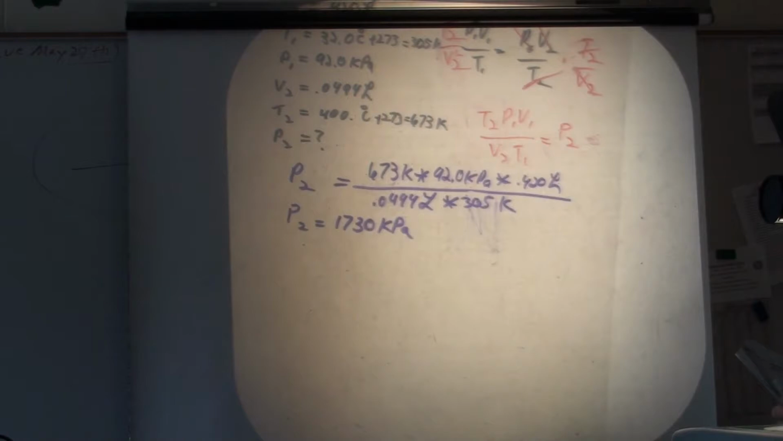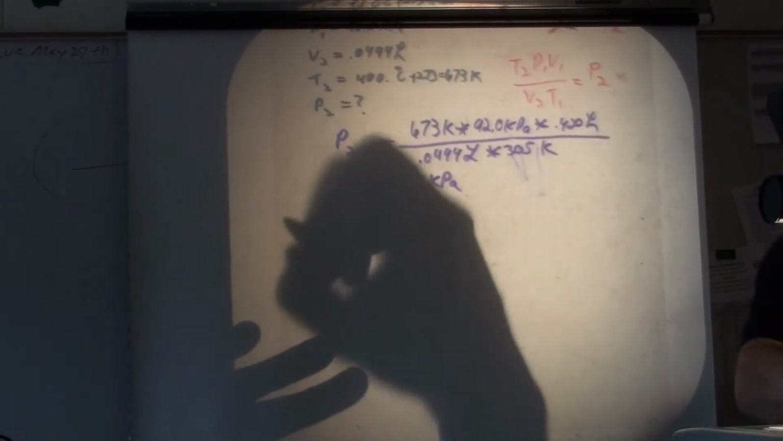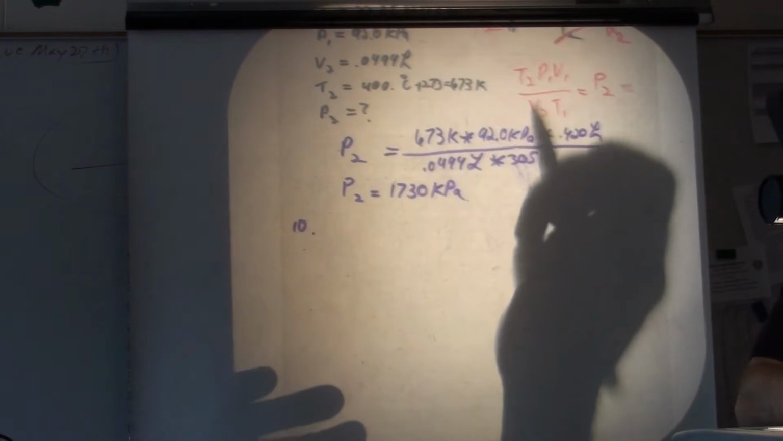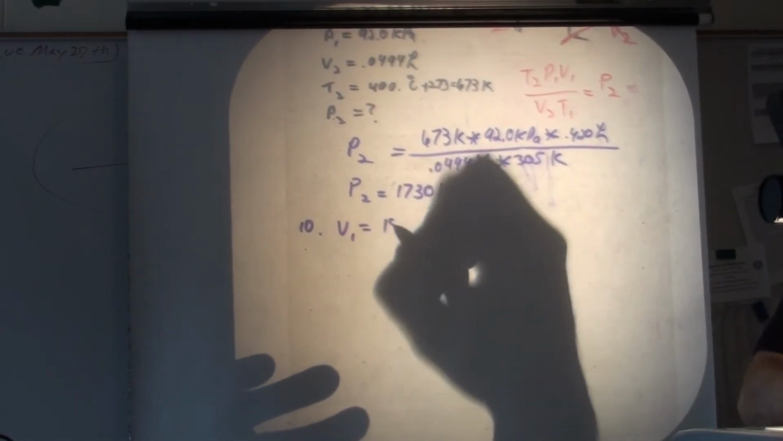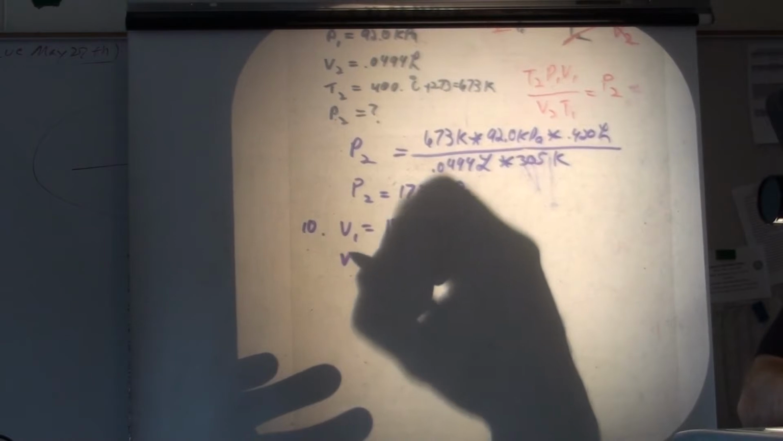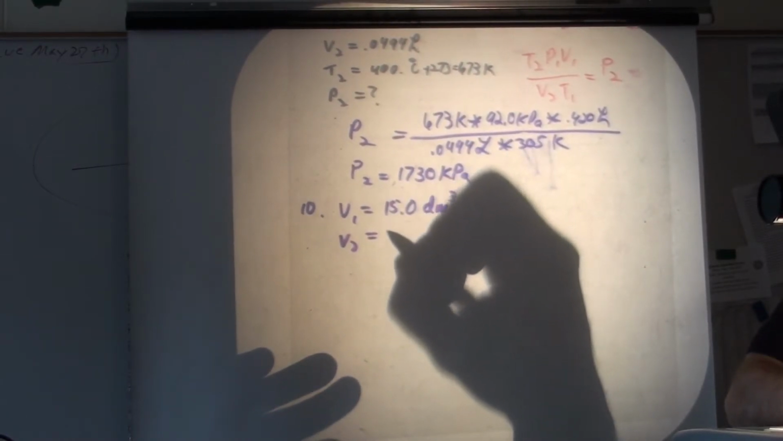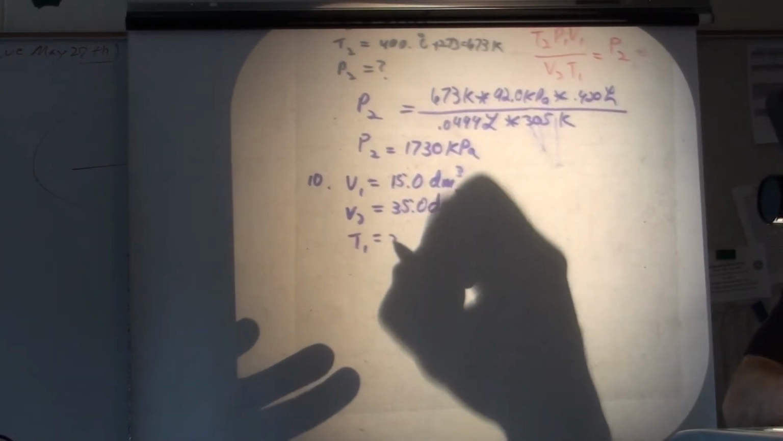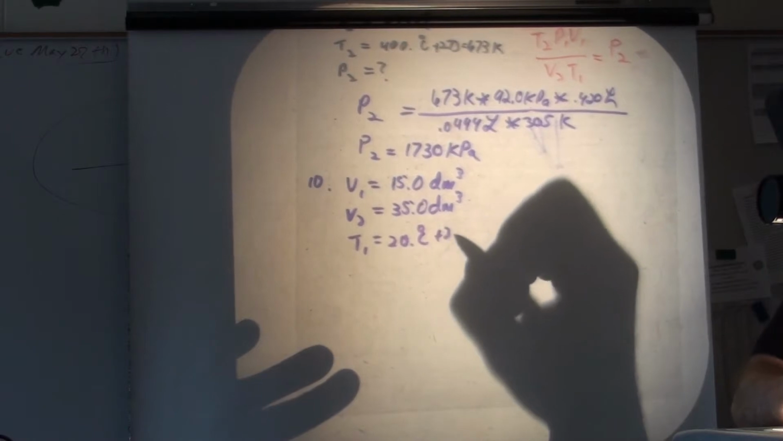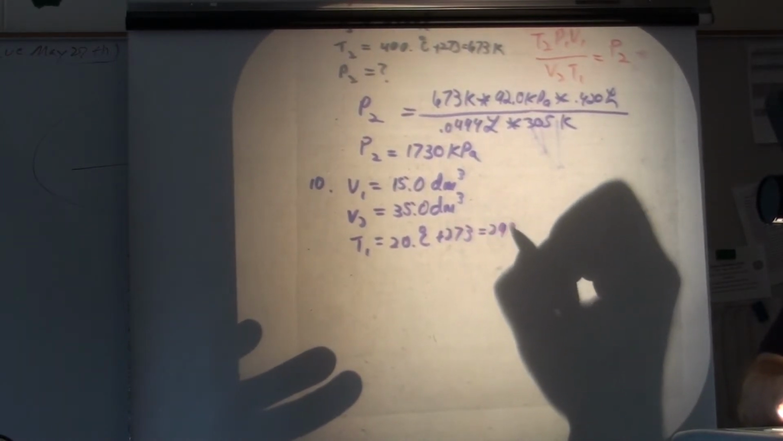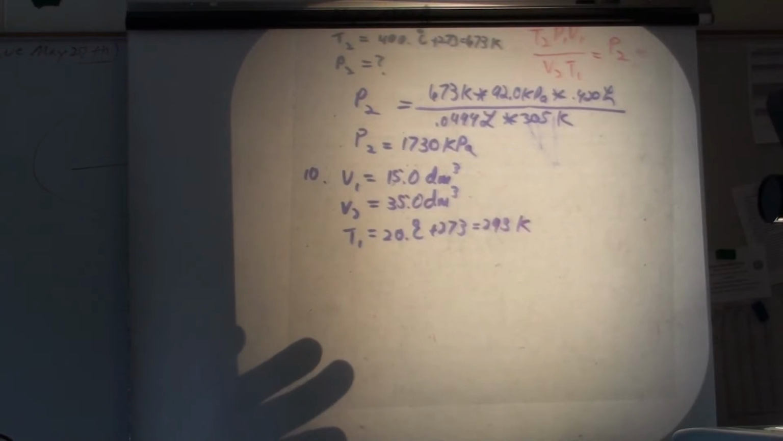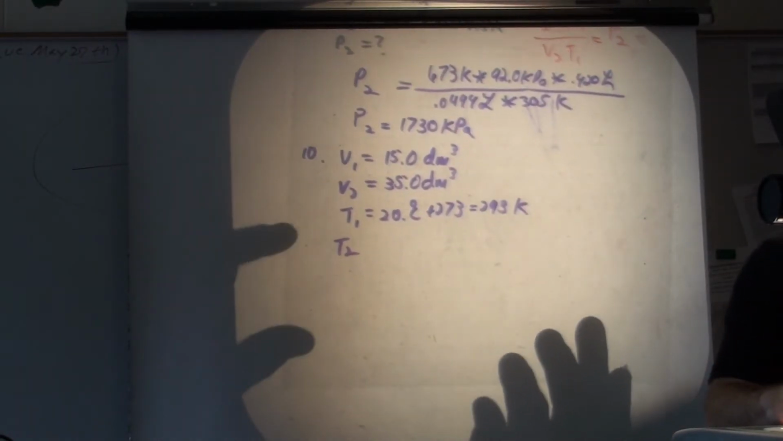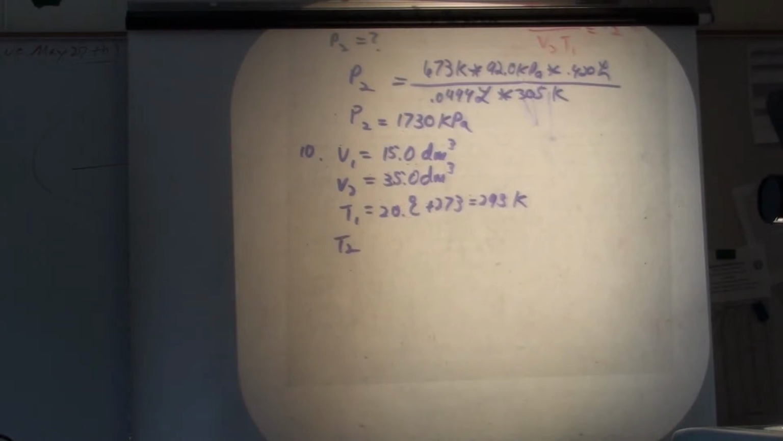Okay, number 10. Maintaining constant pressure, the volume is increased from 15 cubic decimeters to a volume of 35 cubic decimeters. The initial temperature is 20 Celsius. Celsius must always be in Kelvin, so I just went ahead and converted it right away. You want to find T2. First, let me show you the wrong way to do it, and then I'll show you the right way. I saw a lot of this.